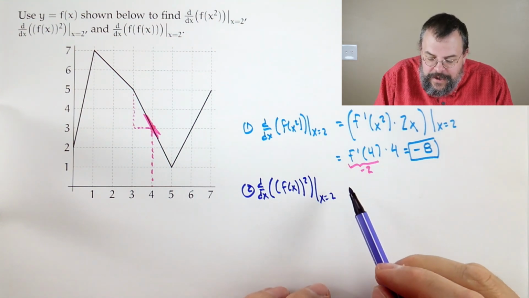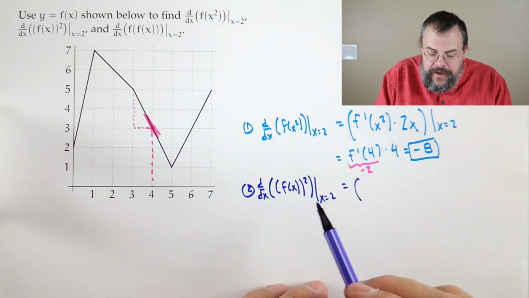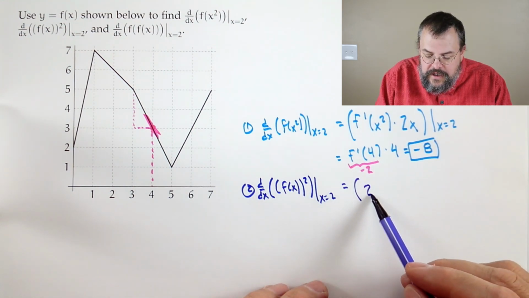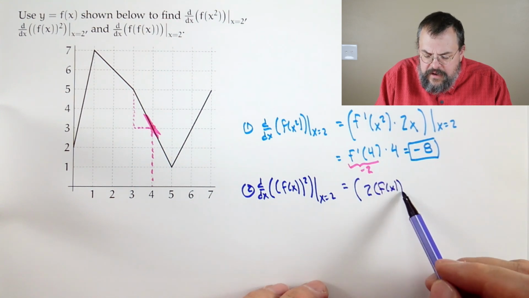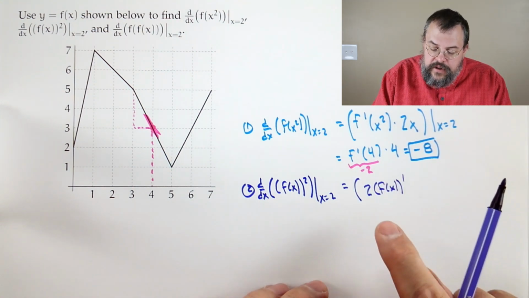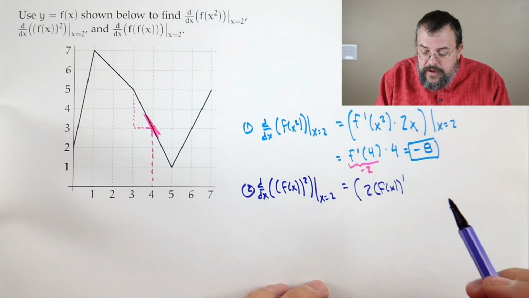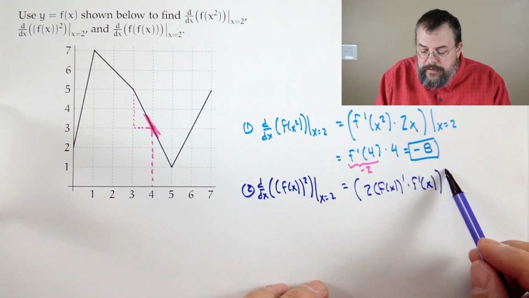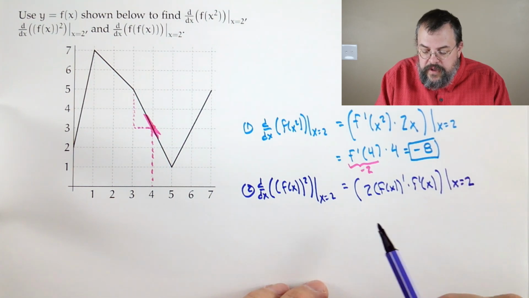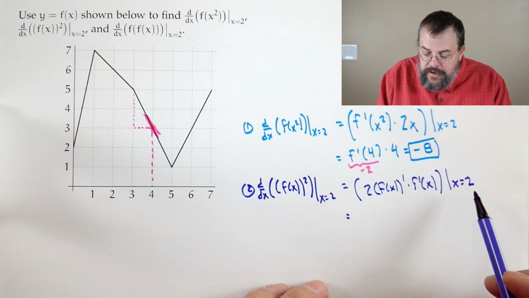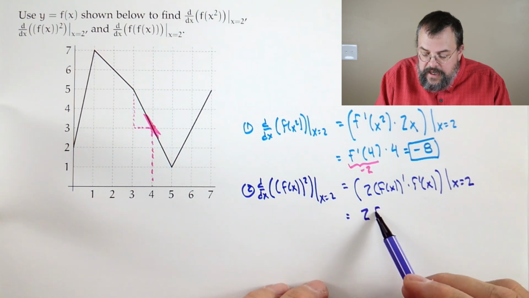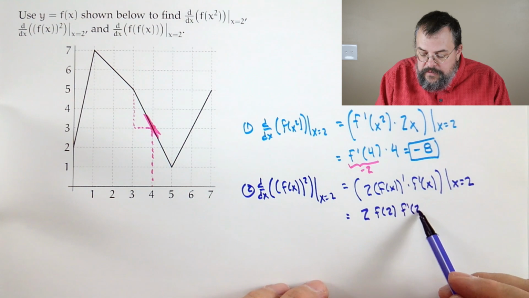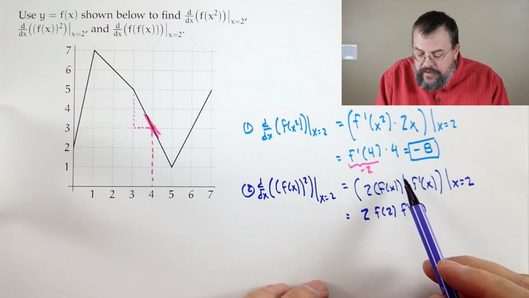Okay, so we follow our rules. So we're going to take the derivative of f of x squared. The outside function is a square, so it's 2 f of x to the 1, because it's the derivative of the outside with the inside plugged in, times the derivative of the inside. Then we're going to plug in x equals 2. So when we plug in 2, this would be 2 times f of 2 times f prime of 2. This is to the 1 power. That's not a derivative. That's to the 1.